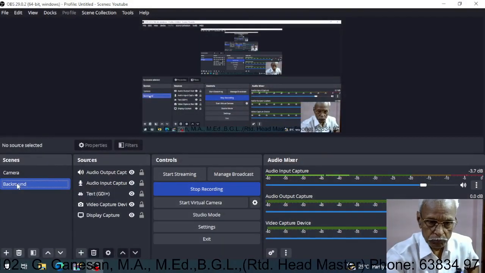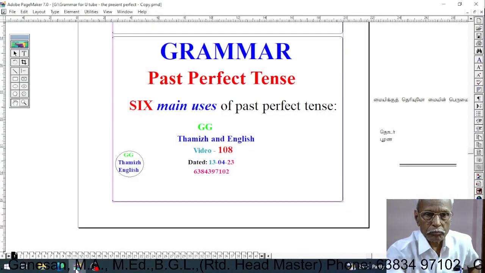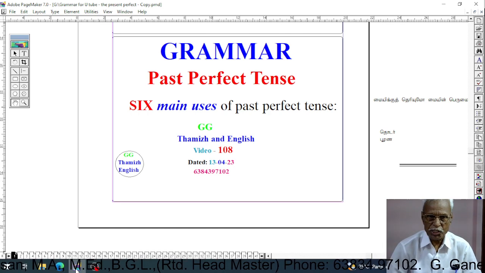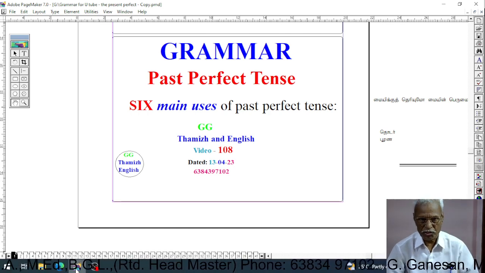Dear students, in this class we are going to see the 6 main uses of the past perfect tense. Come, let us see. Past perfect tense. 6 main uses of past perfect tense.